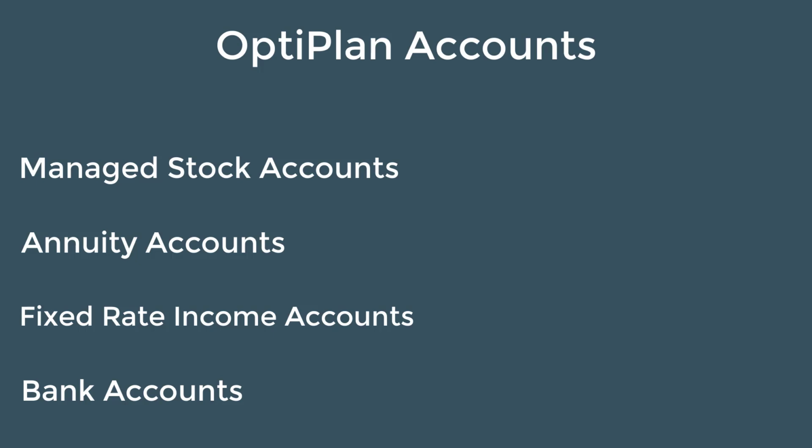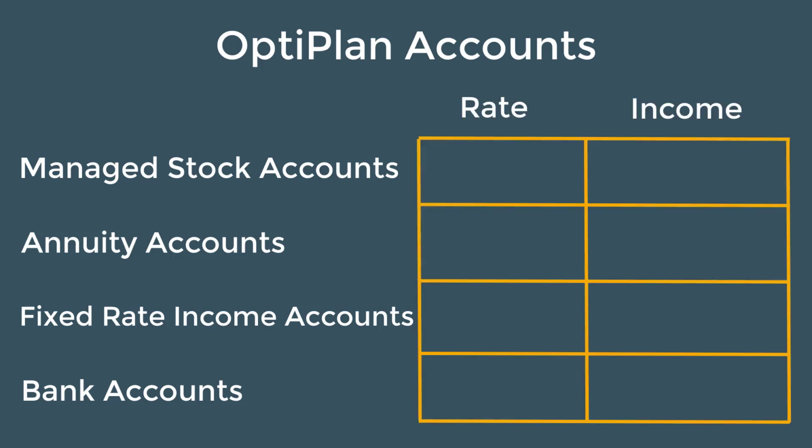OptiPlan can help you define the account types to use in your clients' plans and create scenarios that explore the various ways in which those accounts can be combined. To help you decide which account type to use, remember these basics. The rate of return for managed stock accounts and annuity accounts can be affected by stock market performance in bear markets. Bank accounts and fixed rate accounts are not affected by the market performance.